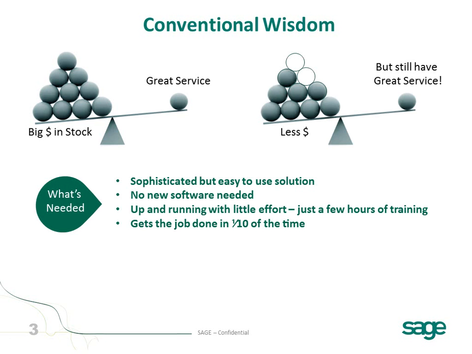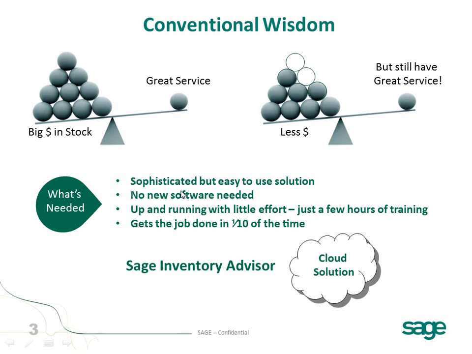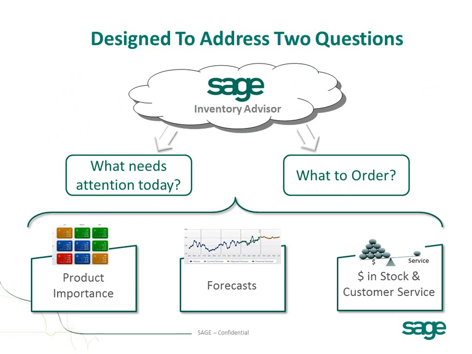And in order to do this, we've got to introduce a product like Sage Inventory Advisor that is a sophisticated but easy to use solution, where you don't need to install a whole lot of new software and can get this up and running with very little effort and just a few hours of training. It needs to get the job done in a tenth of the time. And that's where we're positioning Sage Inventory Advisor, as an add-on cloud solution into the existing environment.